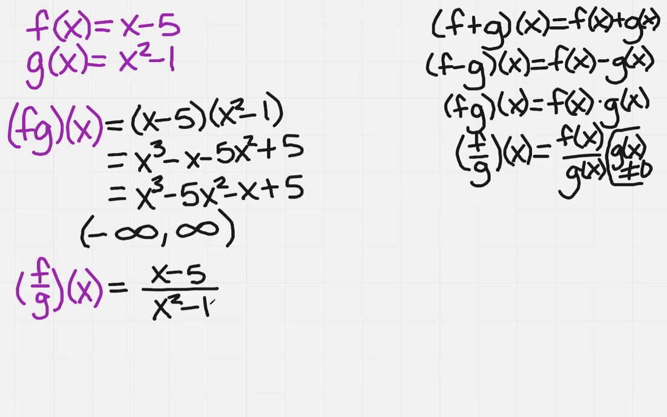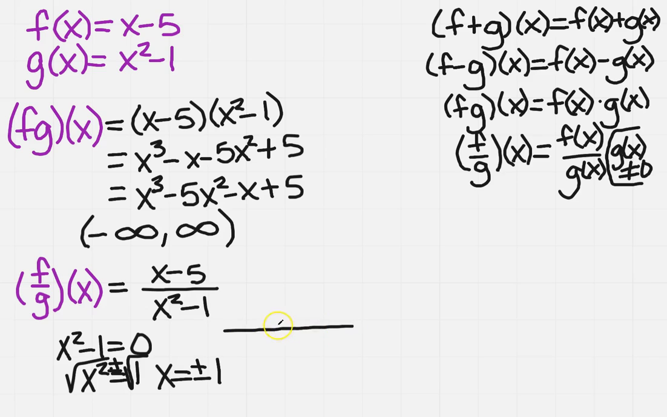So when I have to find my domain, remember you're going to set the denominator equal to 0. I want to solve for x, so I get x squared equals 1. I take the square root of both sides. So I get x equals plus or minus 1. So that's what x can't be.